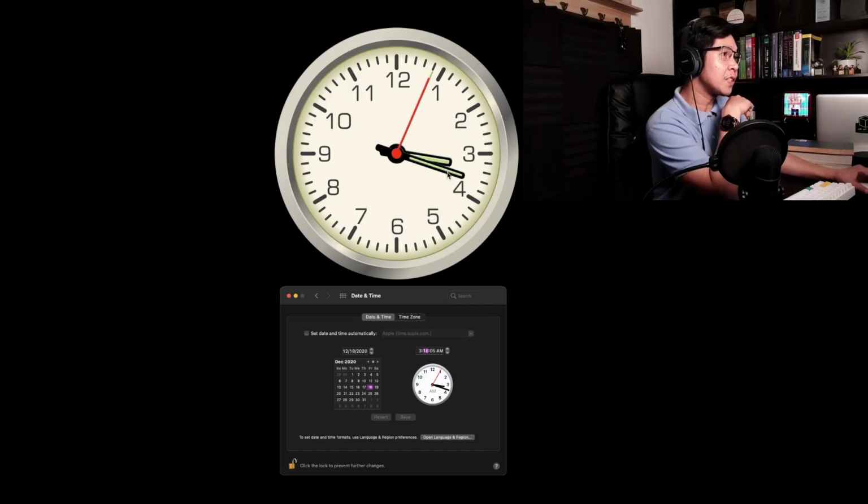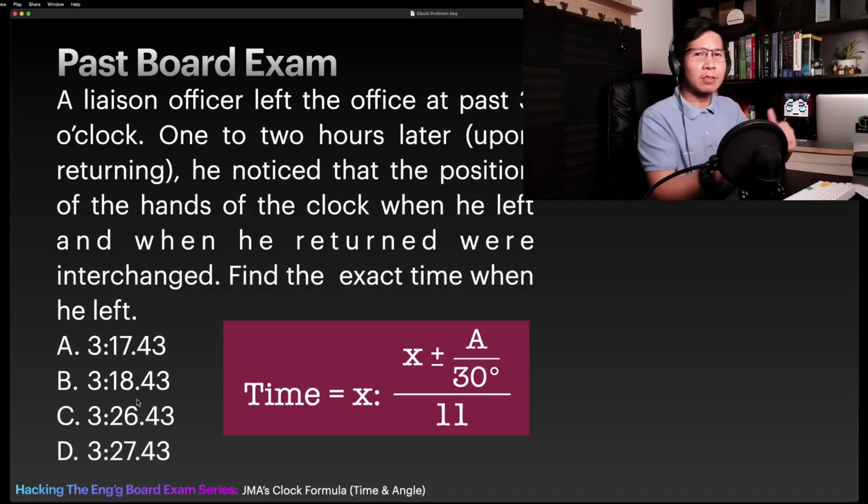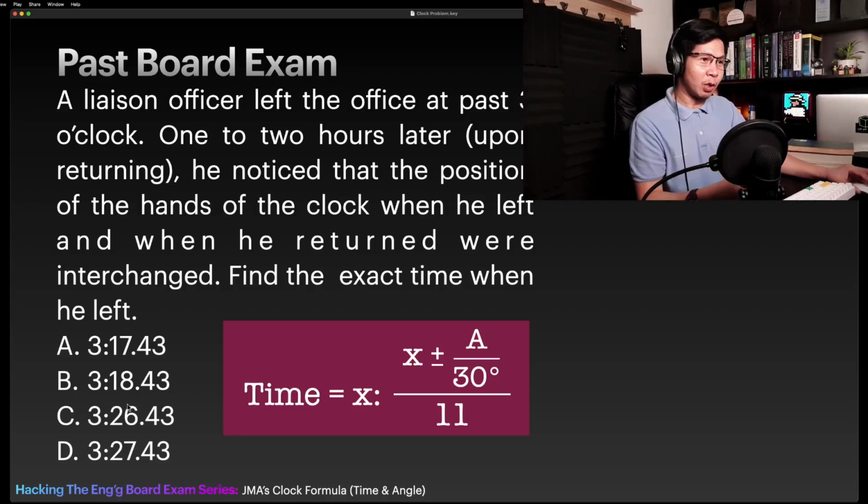So, at 3:17, 3:18, invalid na yan. In short, we have 50-50 chance na makuha yung tamang sagot. So, all we have to do now is choose between C or D. Kung pagpipilian natin between these two, let's first try 3:26.